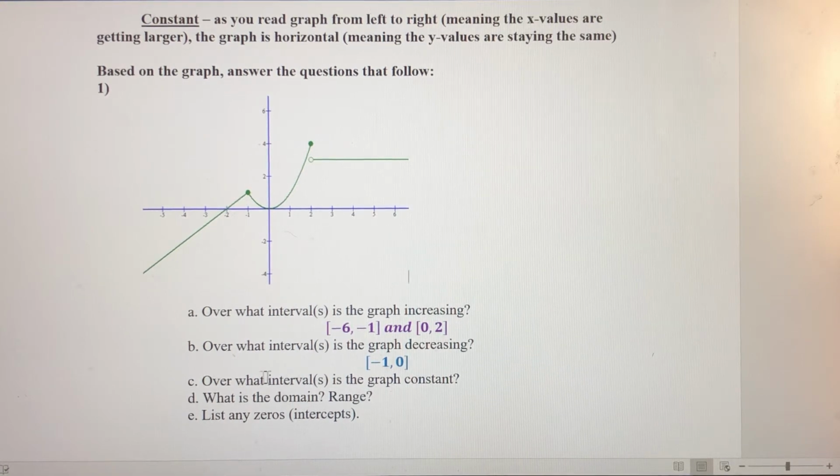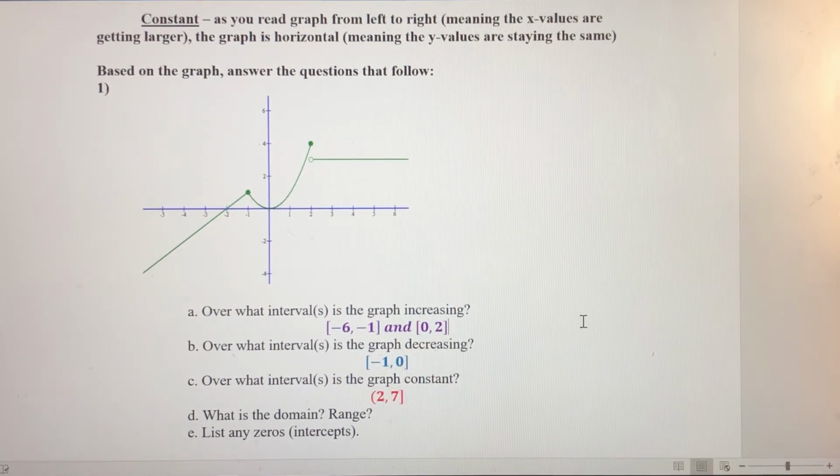So the only place this function is decreasing is from -1 to 0. C, over what interval or intervals is the graph constant? You can see here at 2, we've got what is called a removable discontinuity or a jump. The graph jumps from 2, 4 down here to what we'll assume is 2, 3. At this location, notice the graph becomes horizontal and the y values stay the same until the function ends here at x equals 7. So we're going to consider the function to be constant over the interval from 2 to 7.